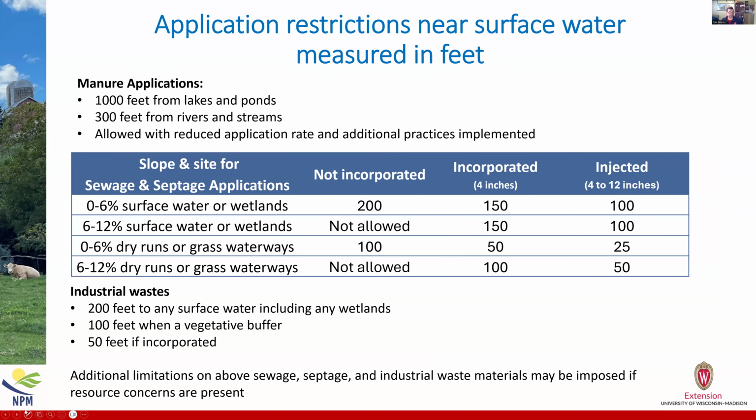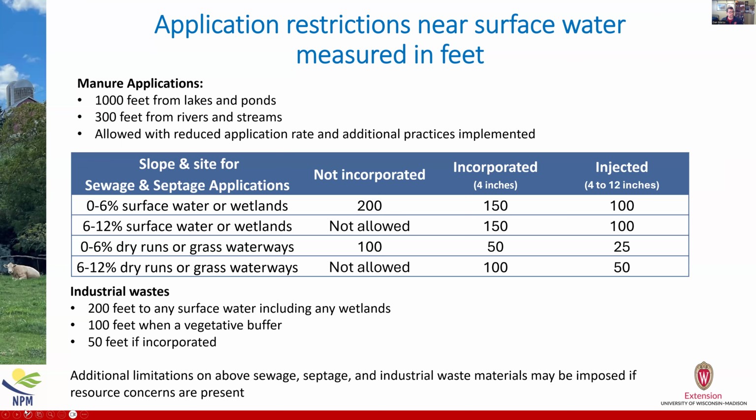Application restrictions near surface water. With manure applications, we have those SWGMAs, so 1,000 feet from lakes and ponds, 300 feet from rivers and streams. It isn't that application isn't allowed; you can apply within those areas if you reduce your application rate and implement additional practices to reduce the manure from running off into those water systems.